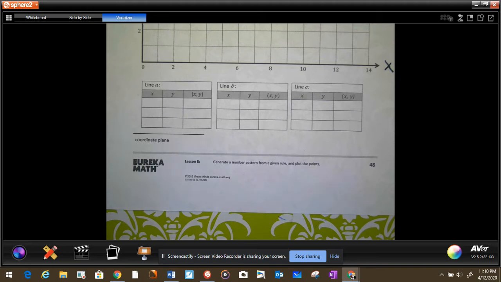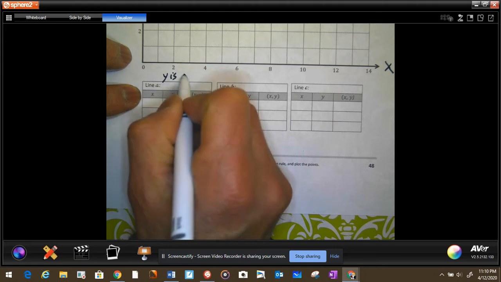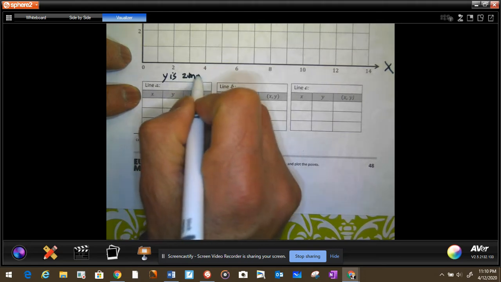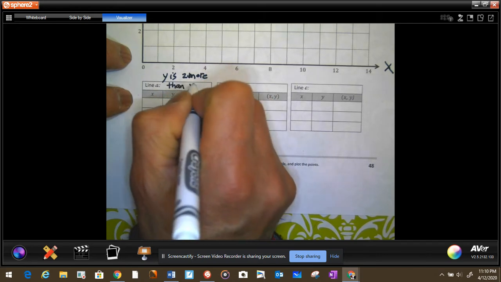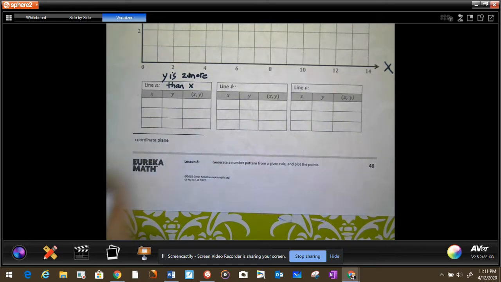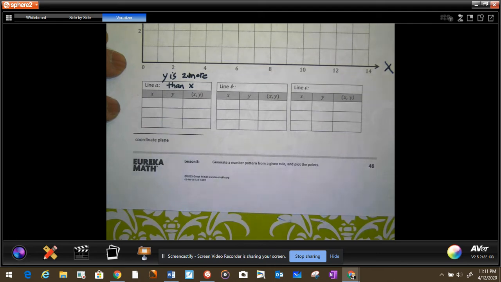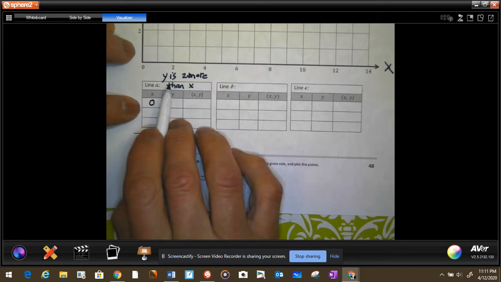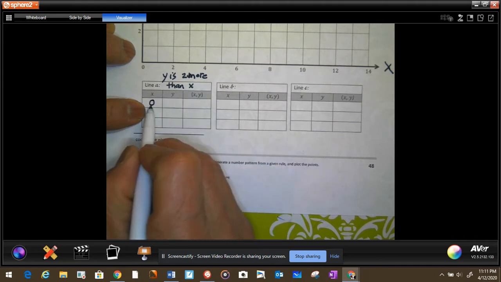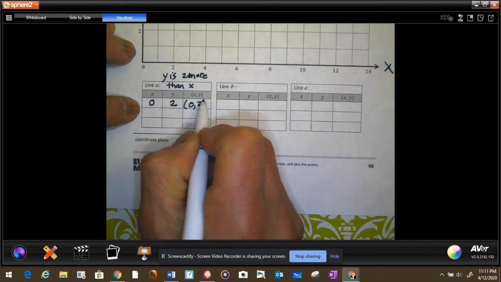For example, let's say the first line, line A, has the rule: y is 2 more than x. If you think of any number for x and follow the rule, the points will be on that line A. If x equals 0, y is 2 more than x, so y will be 0 plus 2, which is 2. That will be the first pair for line A.